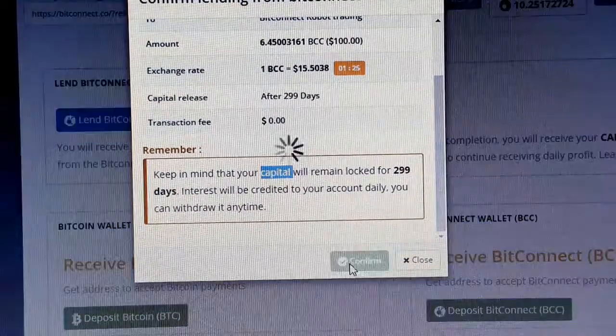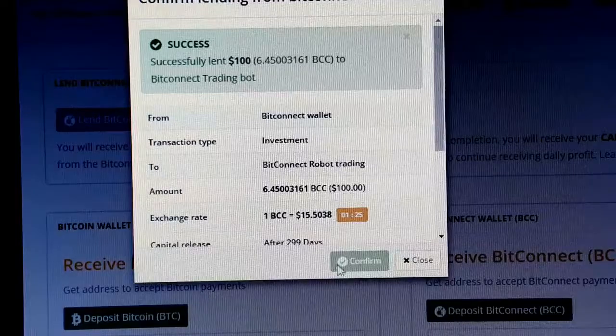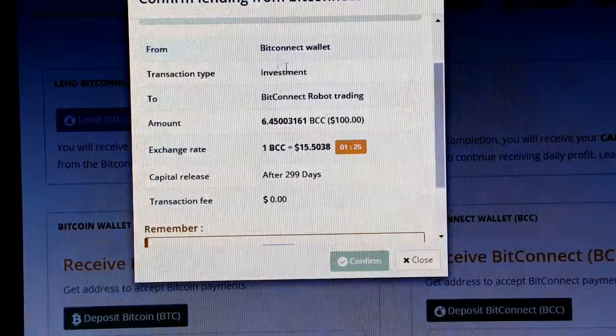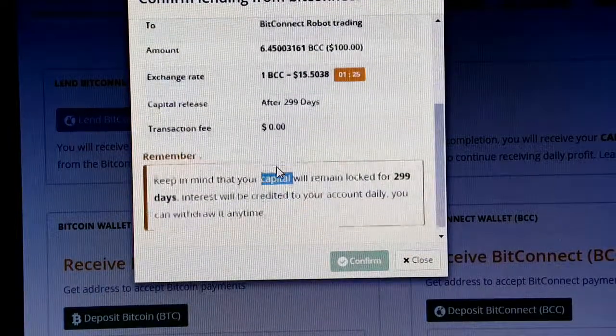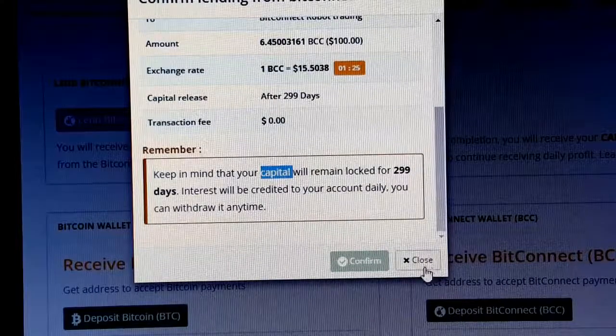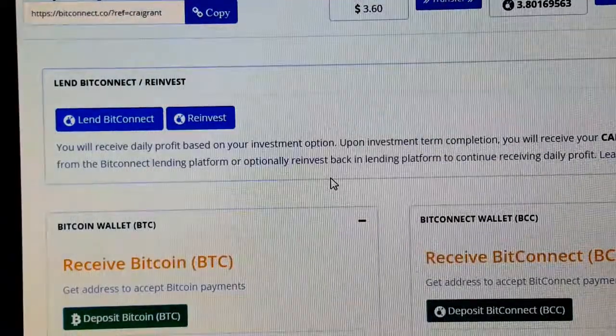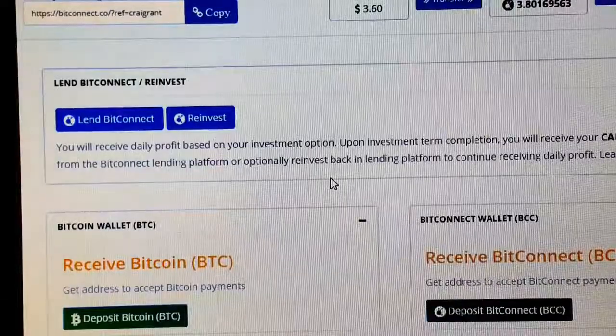And there it is. Bitcoin investment, all the same information. Close. I've just done a $100 loan. And let's zoom out.